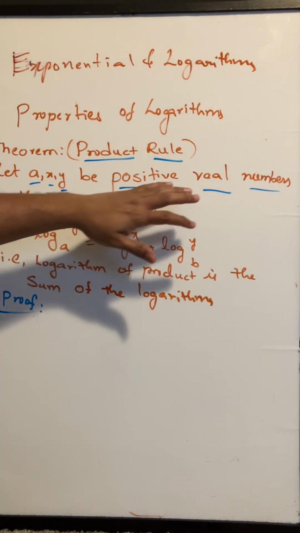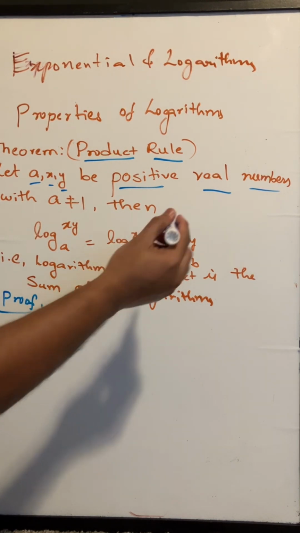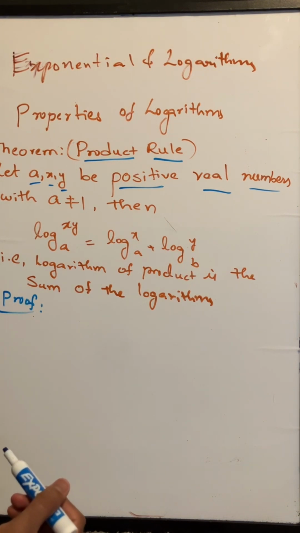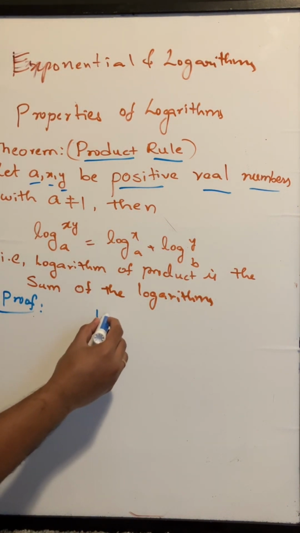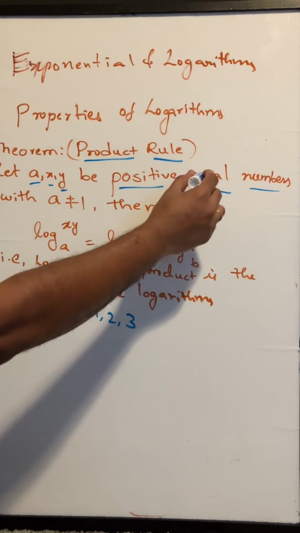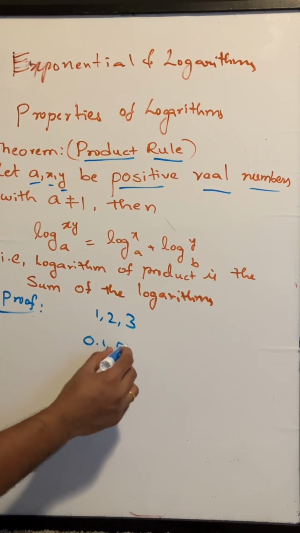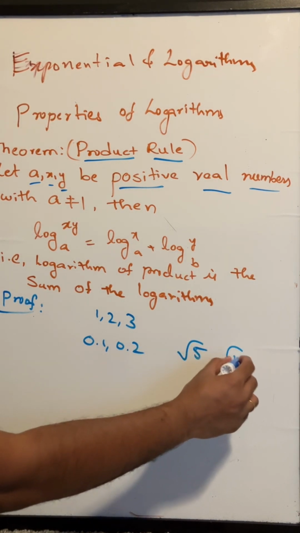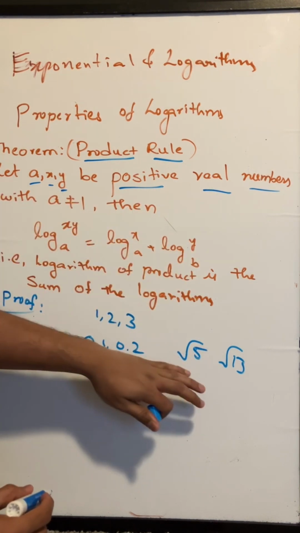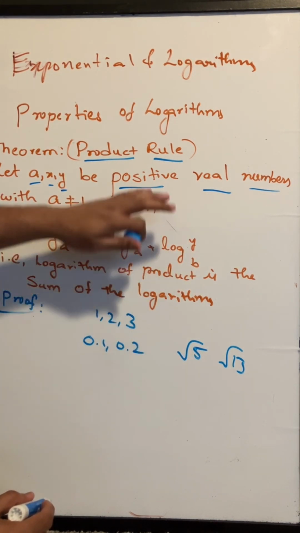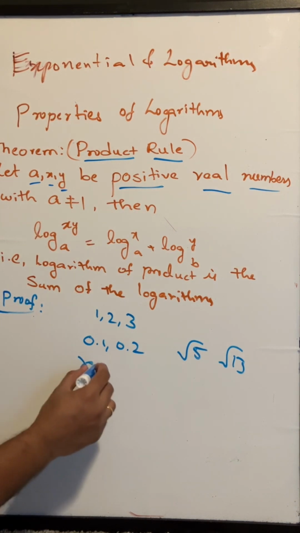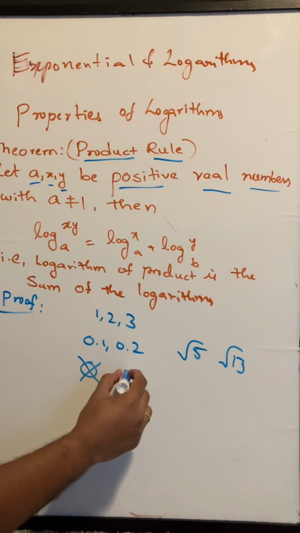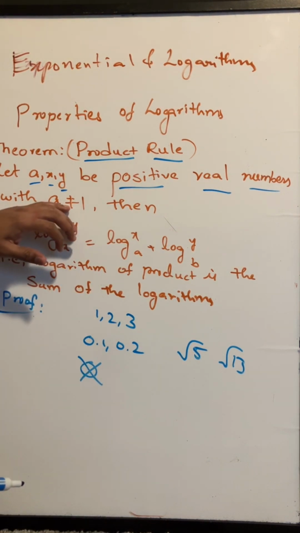So real number means even rational numbers can be real numbers. It is not only integers like 1, 2, 3. He is talking about real numbers, even 0.1, 0.2, and even irrational numbers like square root 5, square root 13. All these come under real numbers as long as they are positive, not negative. Zero is not positive, not negative. So he is trying to tell that it is above 0 and not equal to 1.